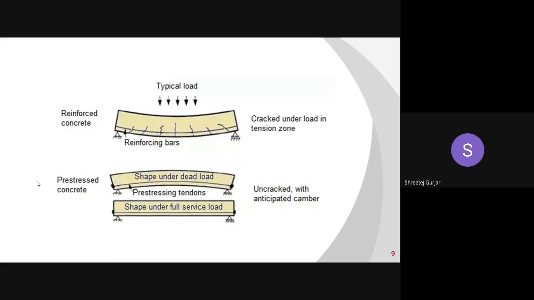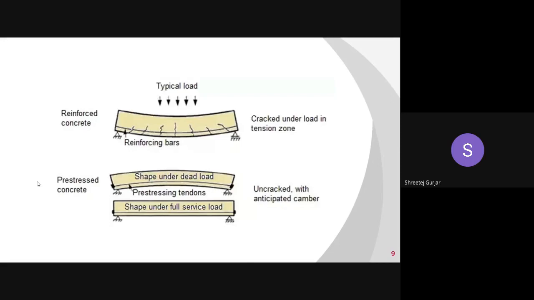Okay, so when the element is put under service, service loads are coming on it now. We can see that in the last figure, it is neutral. It is neither hogging nor sagging. So your RCC elements will start to sag when they experience your service load. But your pre-stressed concrete element will not sag under your service loads.